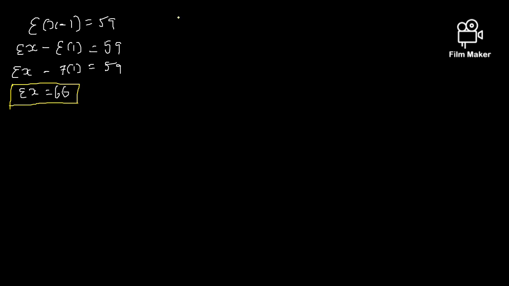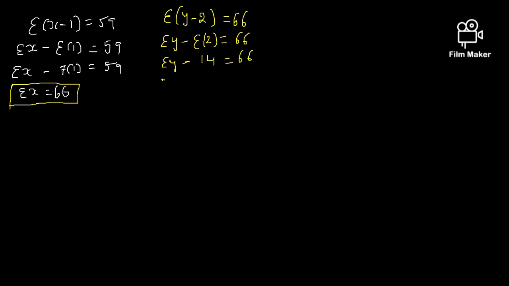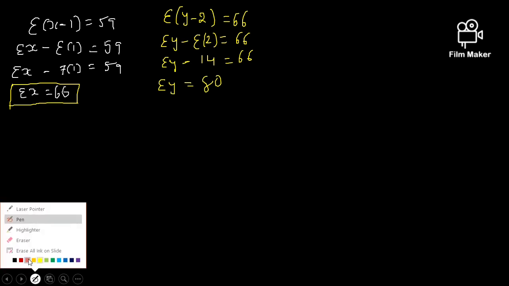Now by opening the second bracket, which is sigma (y minus 2), and which is given as 66. In the same way, we open the bracket, where sigma will be multiplied with both the variables, y as well as 2, and sigma y will be as it is. Only sigma will be considered as n, which is 7 into 2, 14, and 14 will go to the other side of the equation. So 66 plus 14, we have received sigma y, which is 80.